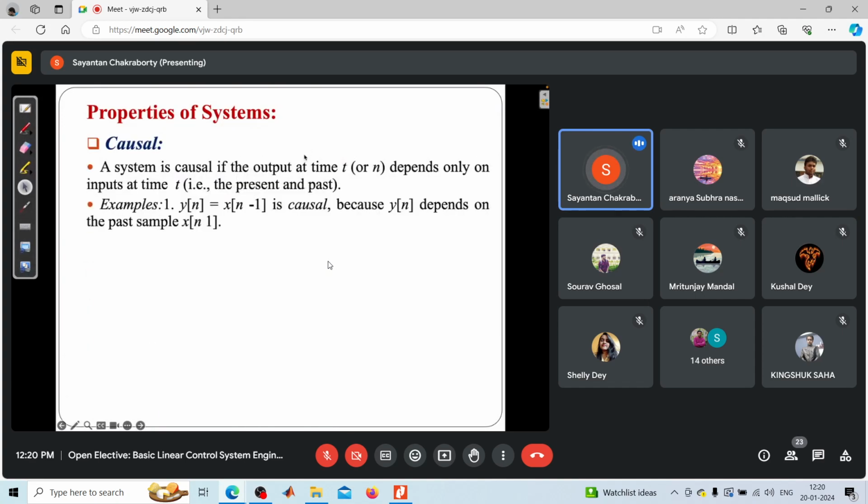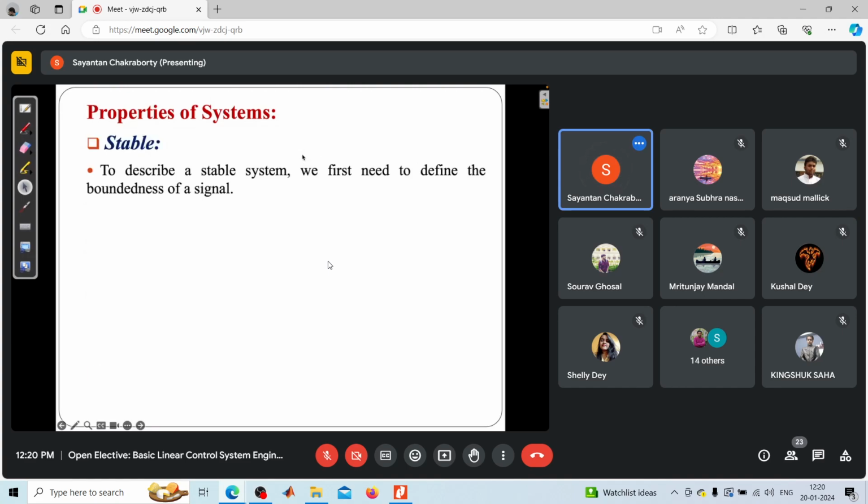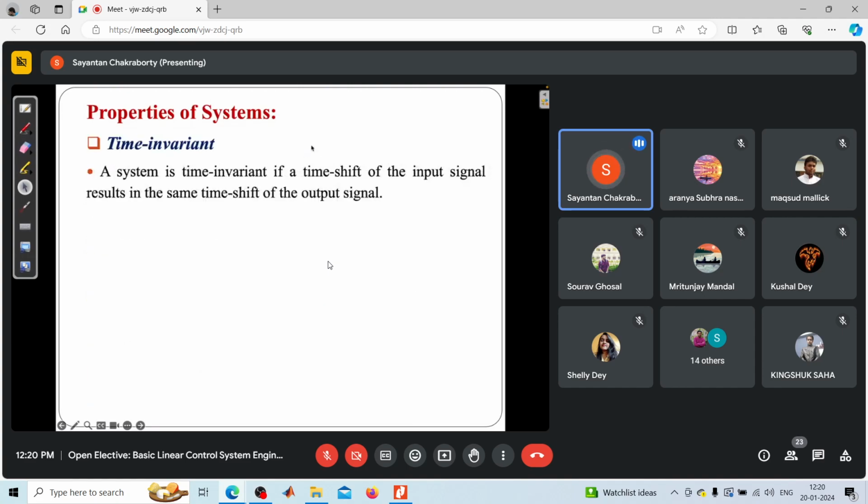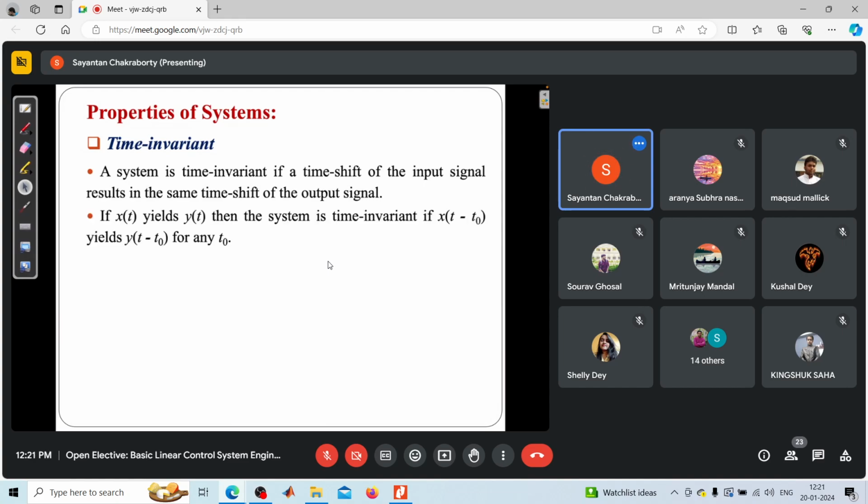I think the last two very important properties you need to check, and that will be the class today. Time invariancy. So a system is time invariant if a time shift of the input signal results in the same time shift of the output signal. And there is no change in the nature of the output. That is, if x(t) yields y(t), then x(t−t0) will yield y(t−t0) for any t.